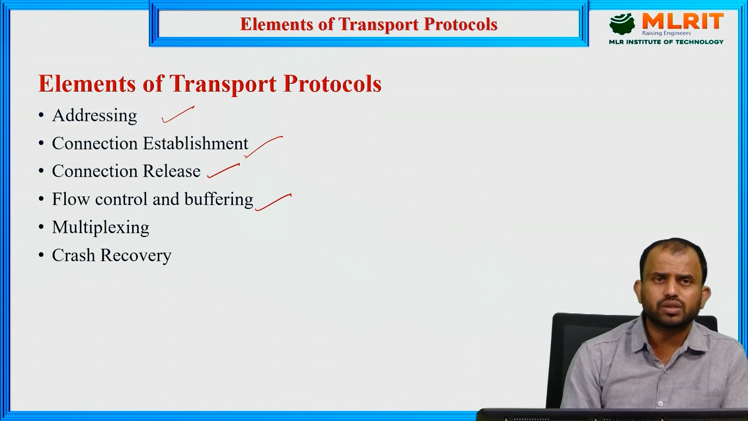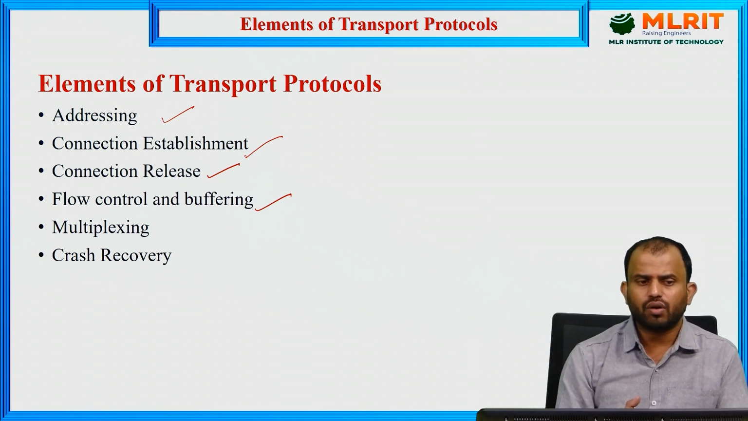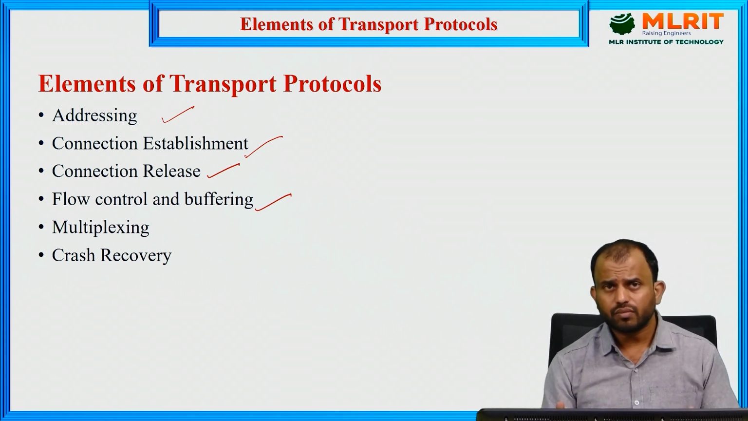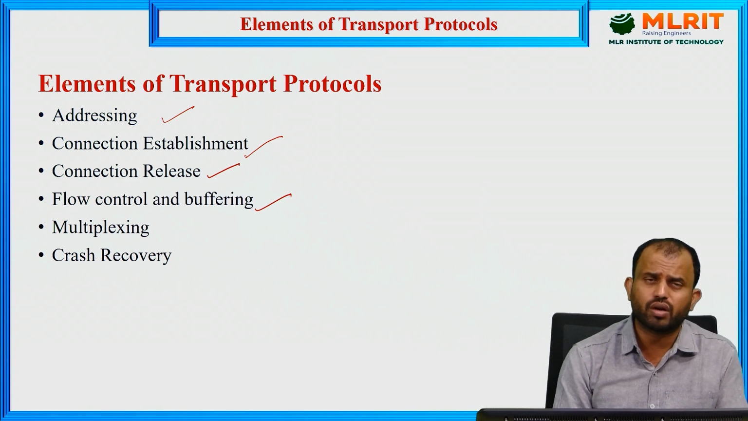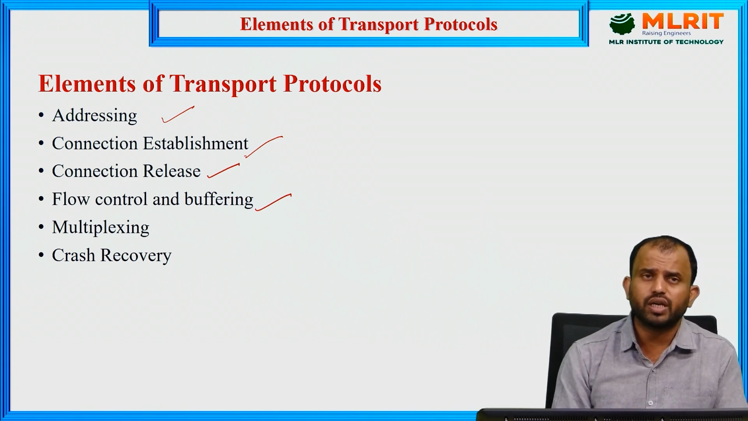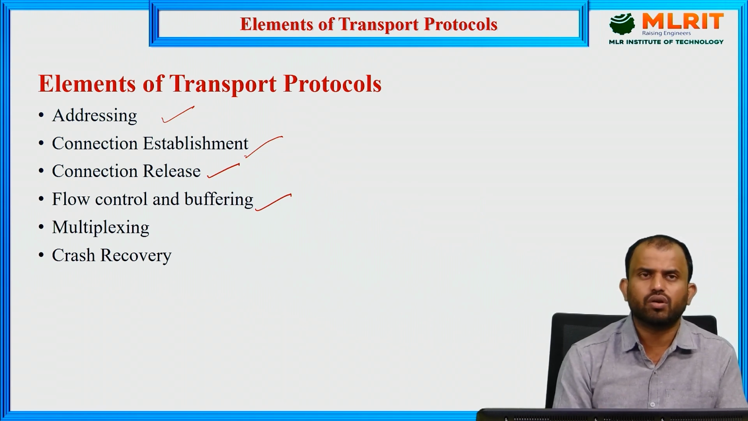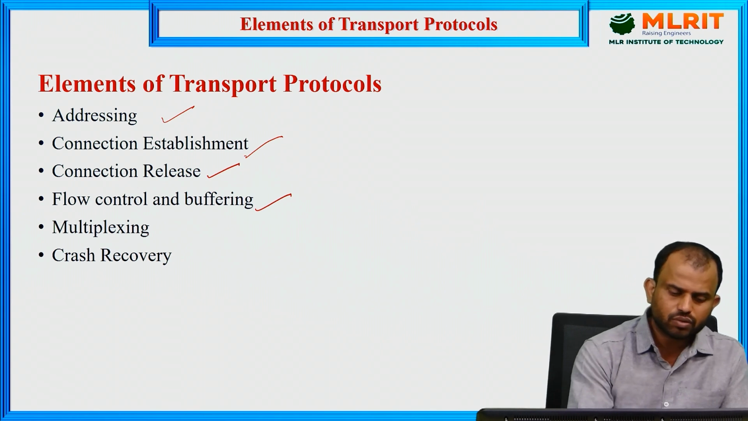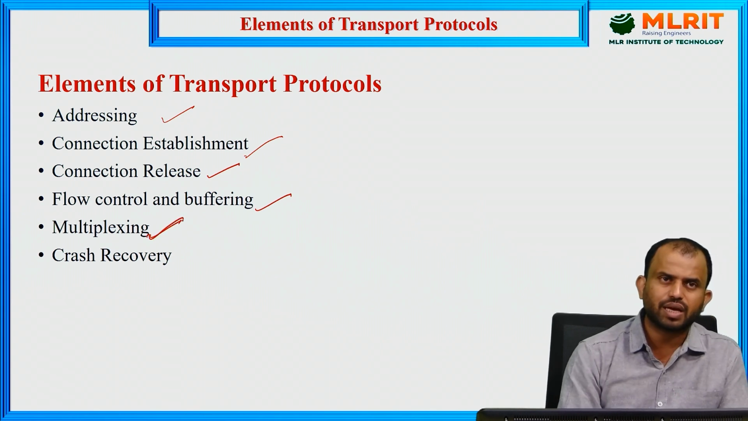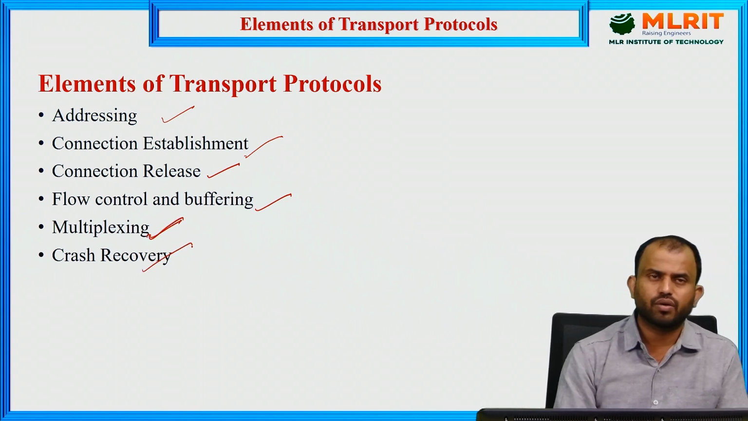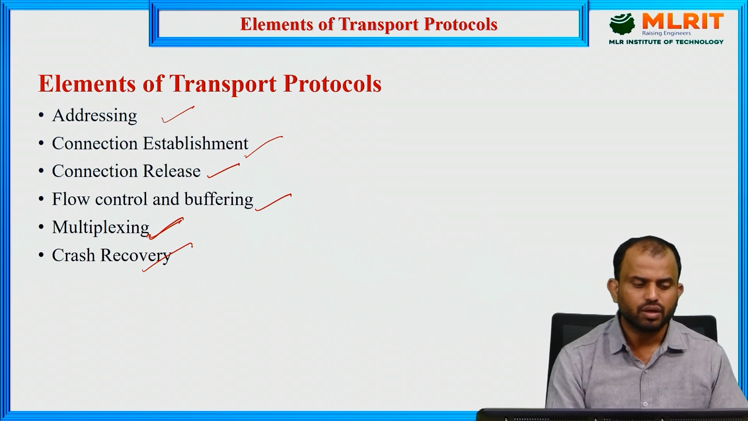We require all these things, because while discussing the data link layer, we discuss flow control and error control mechanisms. If we are not maintaining proper flow control, packets may be skipped, so we lose the information. So we have to maintain flow control as well as the buffering mechanism, the multiplexing mechanism, as well as crash recovery. These are the important elements of transport layer protocols.